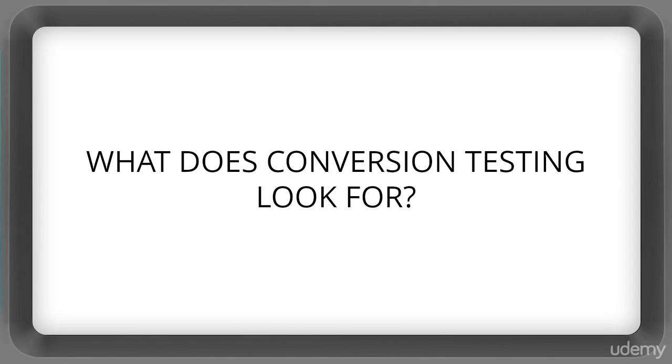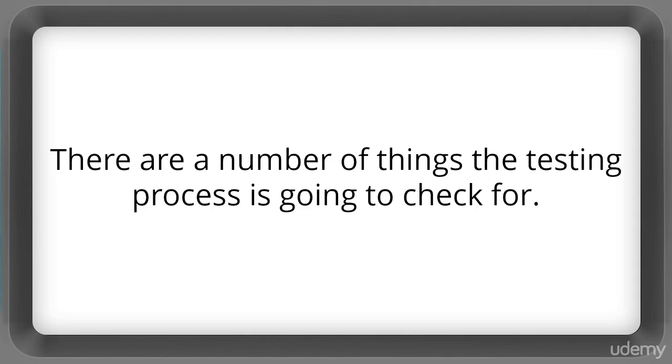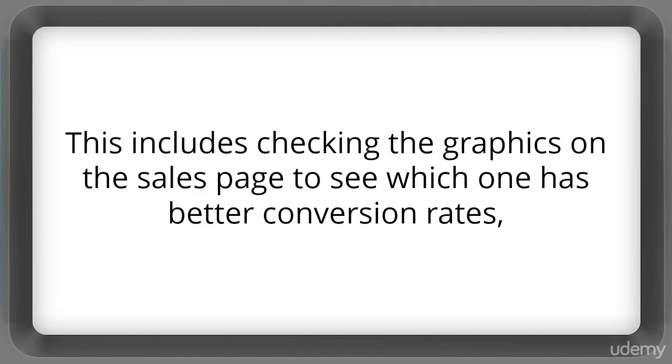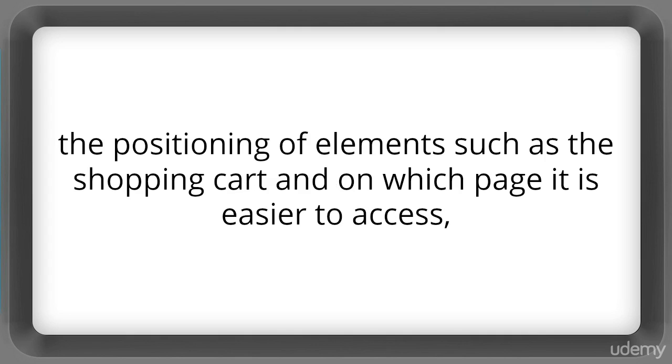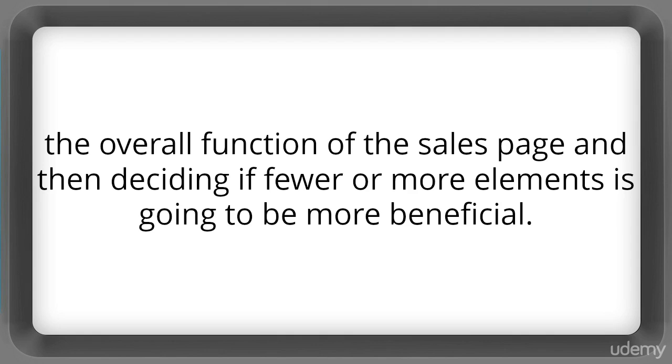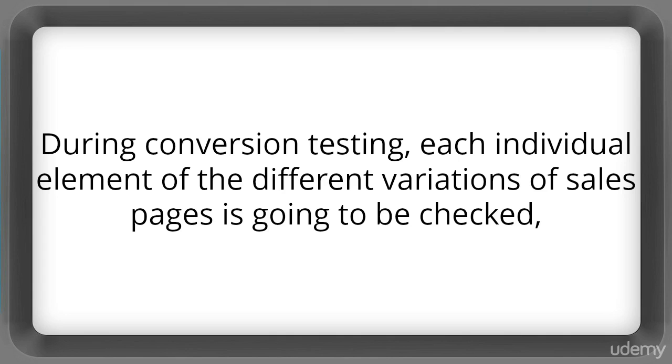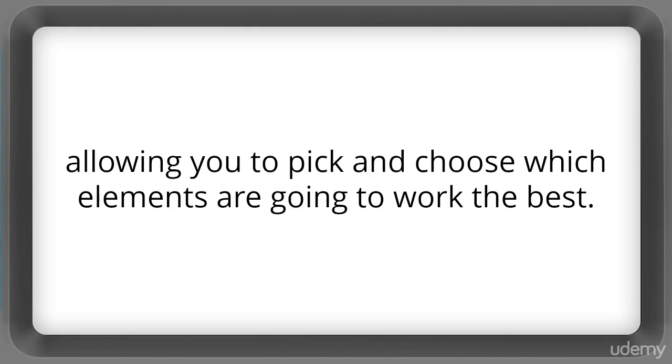What does conversion testing look for? There are a number of things the testing process is going to check for. This includes checking the graphics on the sales page to see which one has better conversion rates, the positioning of elements such as the shopping cart, and on which page it is easier to access, the overall function of the sales page, and then deciding if fewer or more elements is going to be more beneficial. During conversion testing, each individual element of the different variations of sales pages is going to be checked, allowing you to pick and choose which elements are going to work the best.